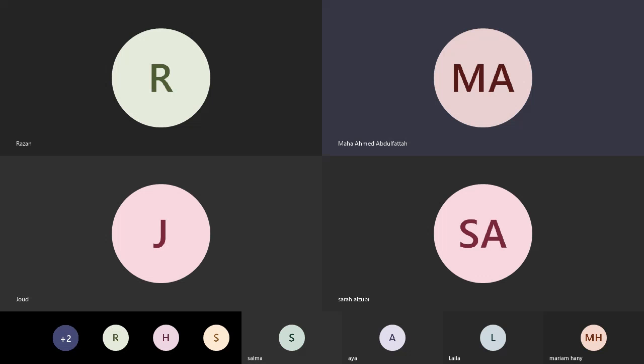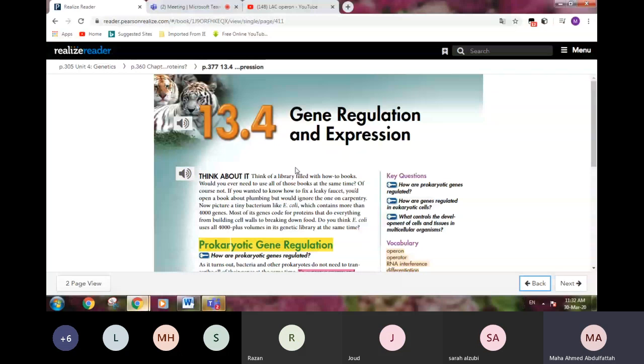Yalla girls, let's start a new lesson today. It's page 377. Get your books to follow with me. It is about gene regulation and expression.